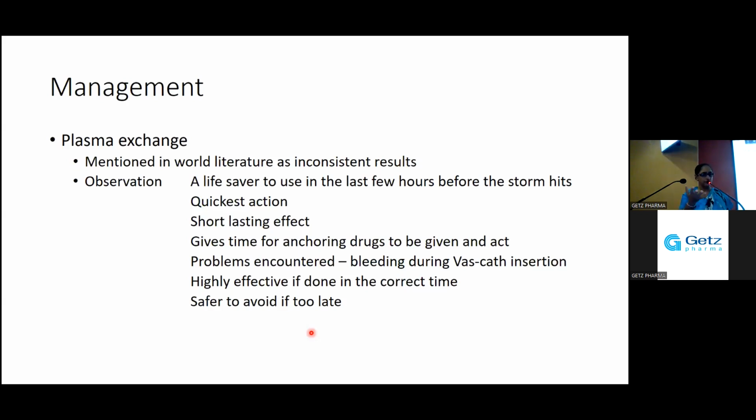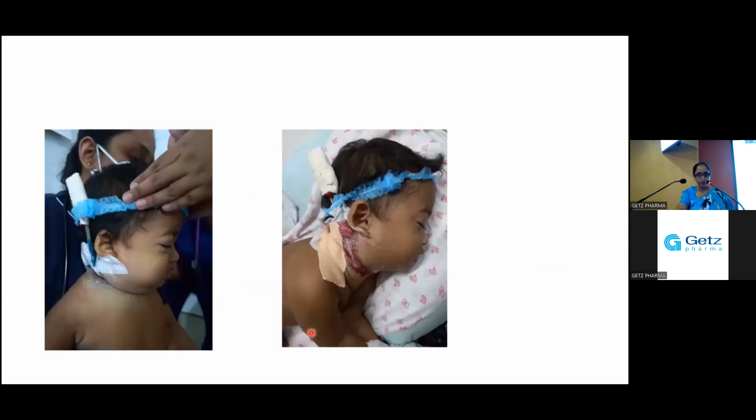So it's very quick to act, but it doesn't last. It gives you time to anchor it with something else, right? There are some problems in plasma exchange which I have noted and which happened to me. So this is Hirun. He's living now, but one of our children succumbed to this.